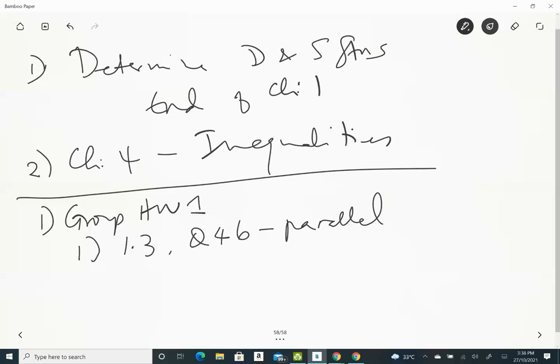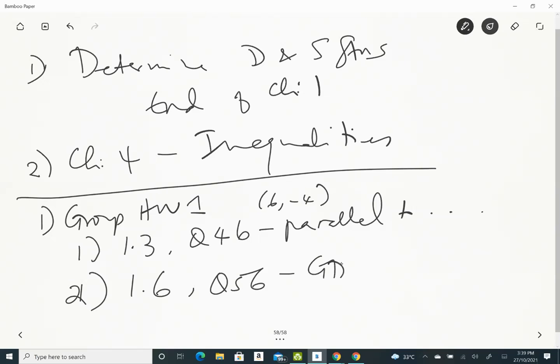If you have a different edition, see the number. In the 11th edition, it is number 46. You want to find the linear function which is parallel to the function given in the question, with the point given (6, -4). That's number 1. Number 2, I want you to do 1.6, question number 56. This is on the GDP. So these are the 2 questions.